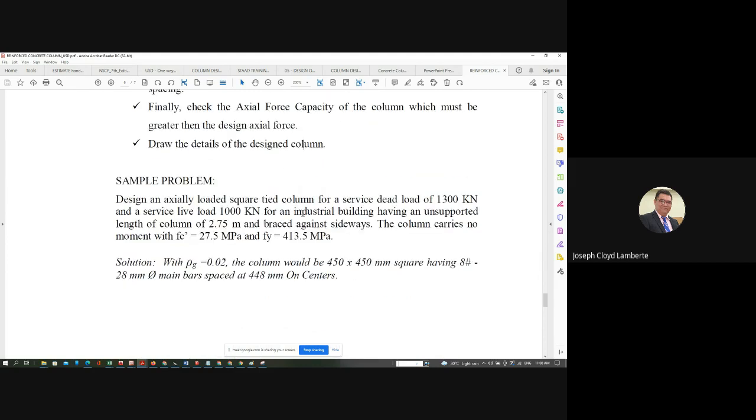Okay, sample naman ta. Design an axially loaded square column for a service dead load of 1,300 kilonewton and a service live load of 1,000 kilonewton, for an industrial building having an unsupported length of column of 2.75 meters and braced against sideways. The column carries no moment, with f'c 27.5 megapascal and fy 413.5 megapascal.